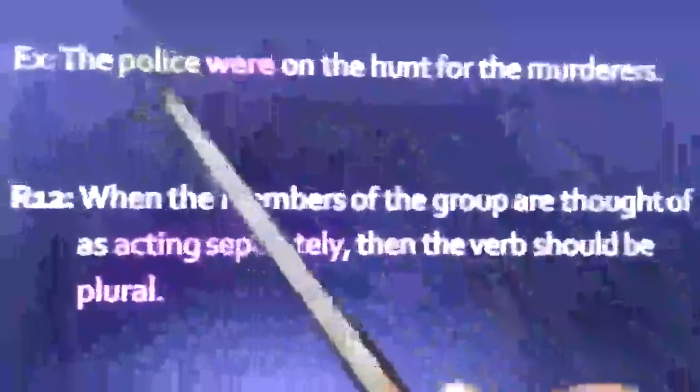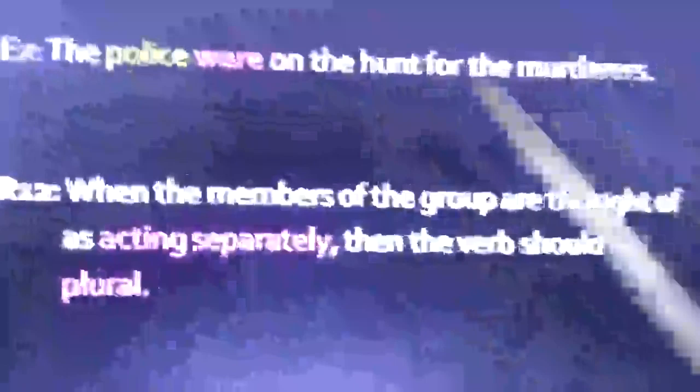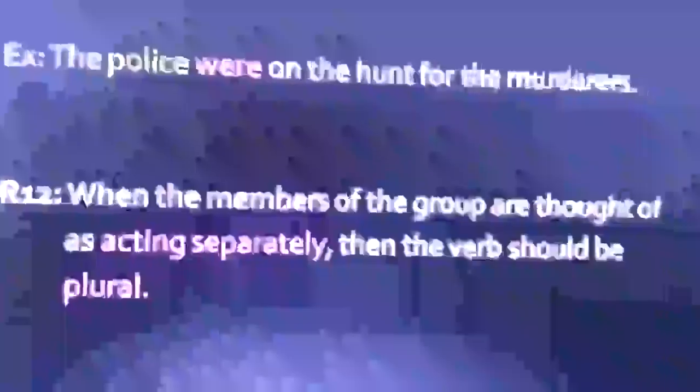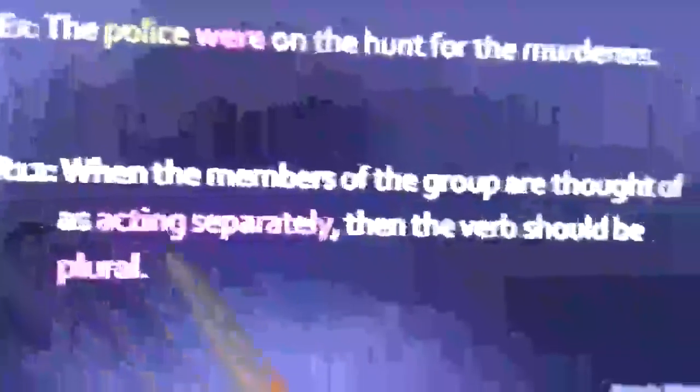So the police were on the hunt for the murderers. Each and every police in the group, they are searching for the murderer separately. And so we are using a plural verb here. When the members of the group are thought of as acting separately, then the verb should be plural.